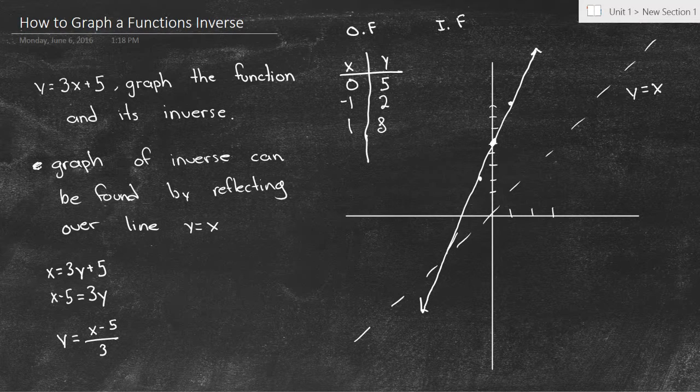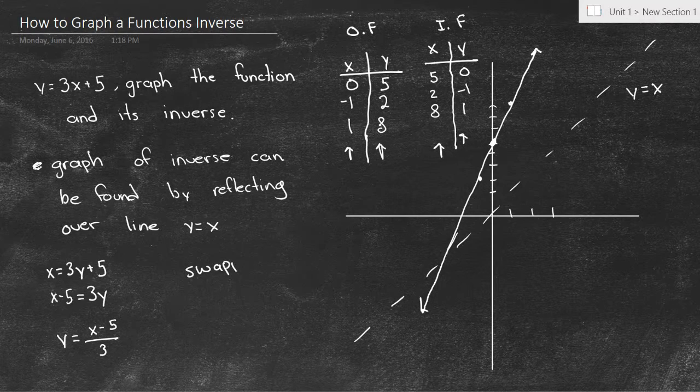And now we can work on the inverse function. This is one of the unique things about inverse functions, you can just swap the values. So whatever is in the y column right here is now going to be in the x column. So now we're going to have 5, 2, 8 for our x values, and the x values of the original will now be the y's of the inverse. So now we'll have (5, 0) is a point, (2, -1) is a point, and (8, 1) is a point. If you see what we did there, we swapped x's and y's.